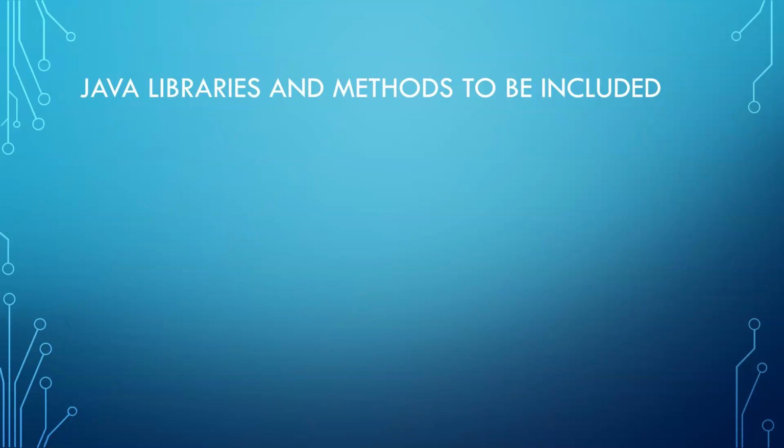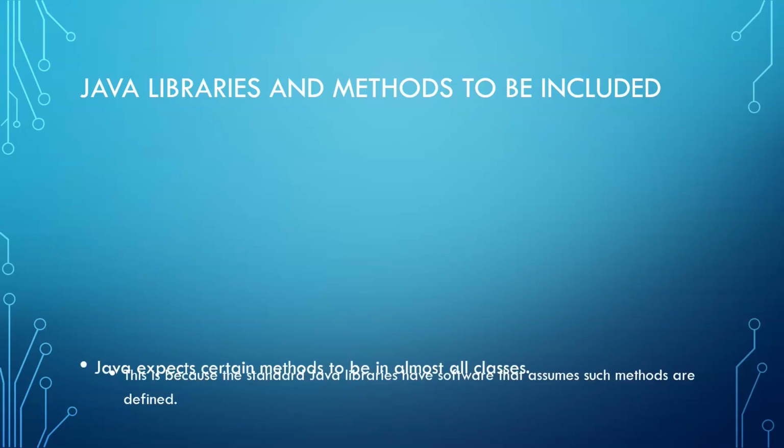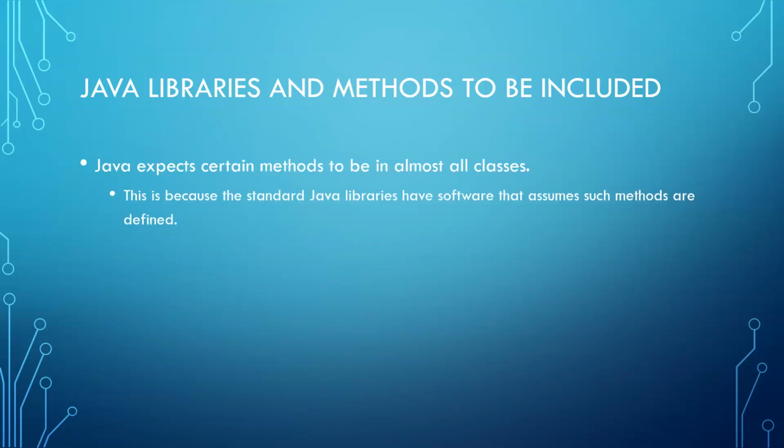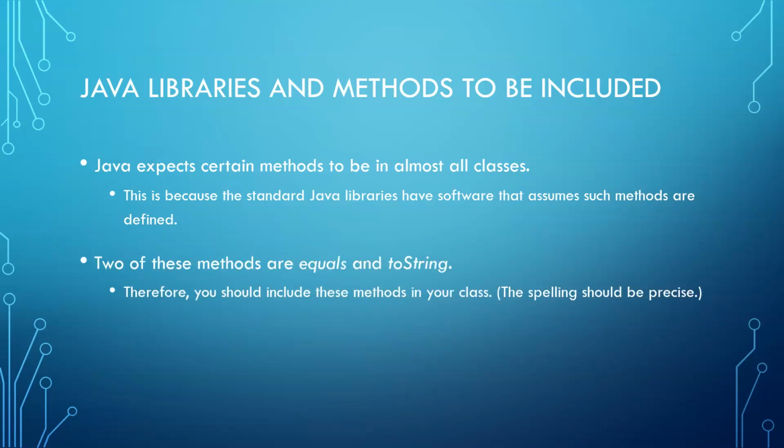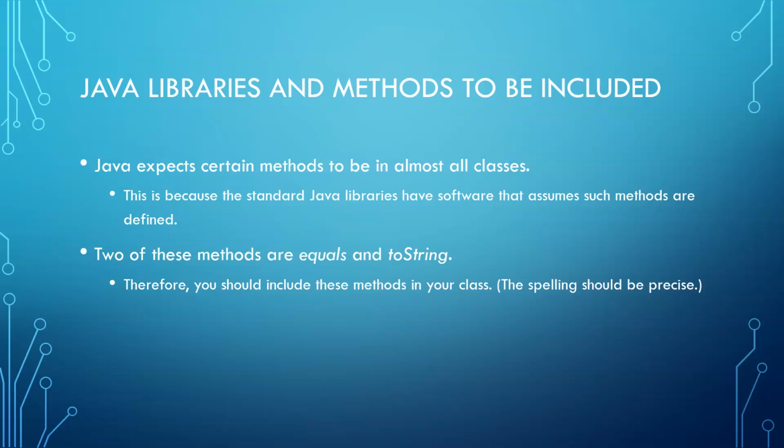So let's start off by talking about the Java libraries and methods that are typically to be included. Now, Java expects certain methods in almost every class. This is because the standard Java libraries have software that assumes such methods are defined. Two of these methods are equals and toString. Therefore, when we're making our own classes, we should include the methods in our class.